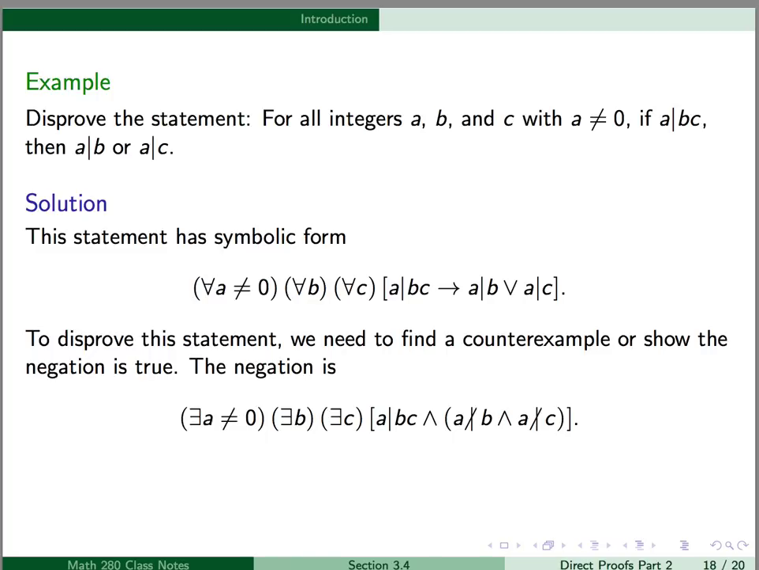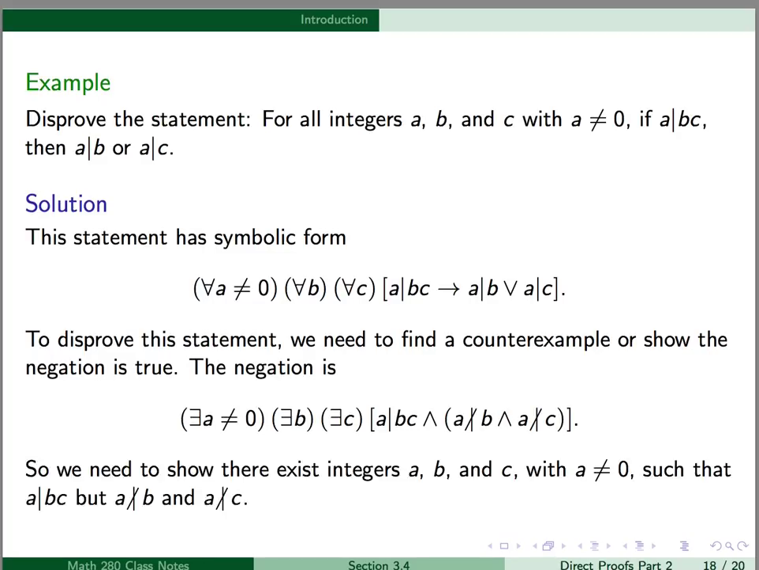The negation of the statement is shown. There exists an a not equal to 0, there exists a b, there exists a c, such that the hypothesis a divides bc is true and the conclusion is false, which, applying De Morgan's law, means that a does not divide b and a does not divide c. So we need to show that there exist integers a, b, and c with a not equal to 0, such that a divides bc, but a does not divide b and a does not divide c.